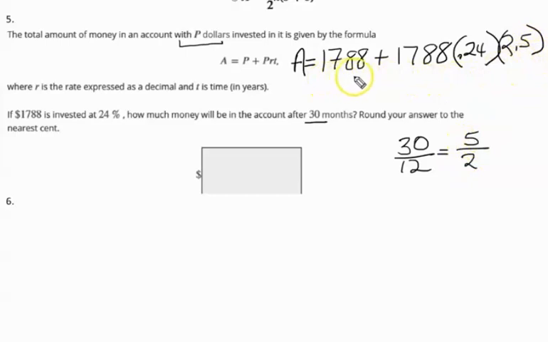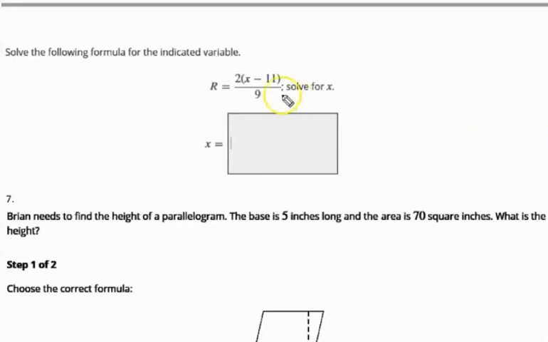So this is what you're going to put in your calculator. I would do this part first, and then I would just add that to it, and let's see what you get for an answer. So $2,860.80. Not a bad investment. We'll do this next one together.